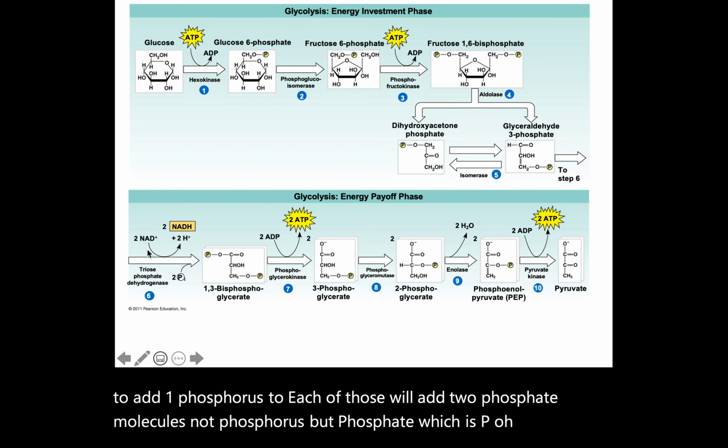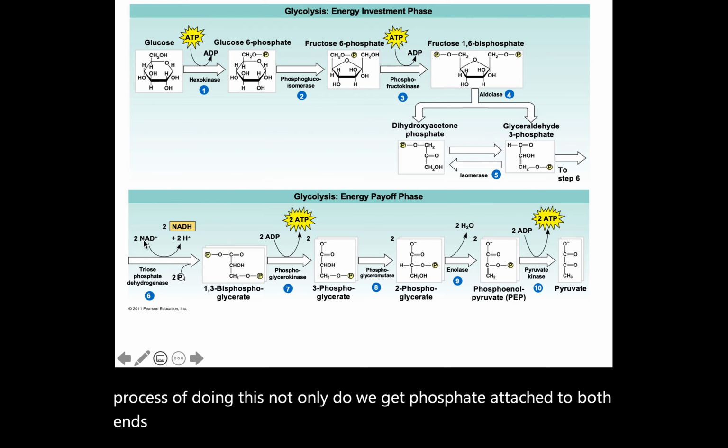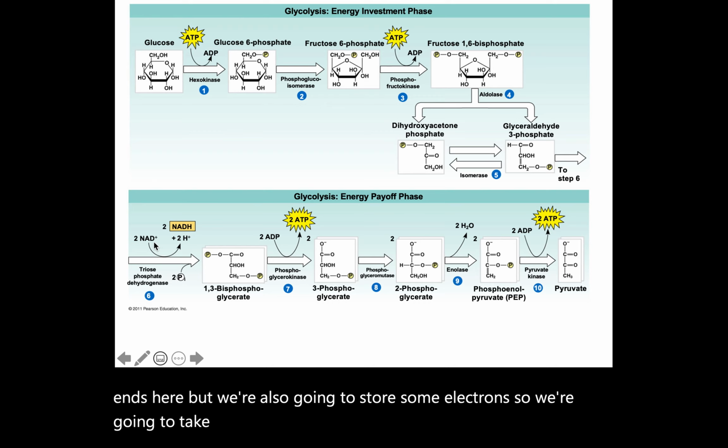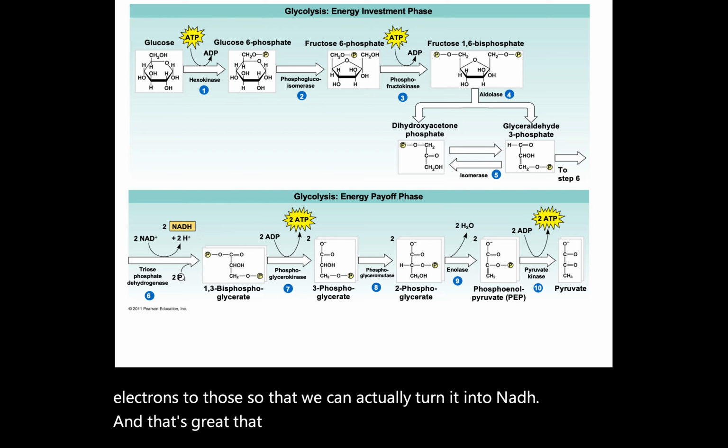And in the process of doing this, not only do we get phosphate attached to both ends here, but we're also going to store some electrons. So we're going to take these NAD plus molecules, and we are going to add electrons to those so that we can actually turn them into NADH. And that's great. That is fantastic. We'll do that with some of the H plus that's lying around.